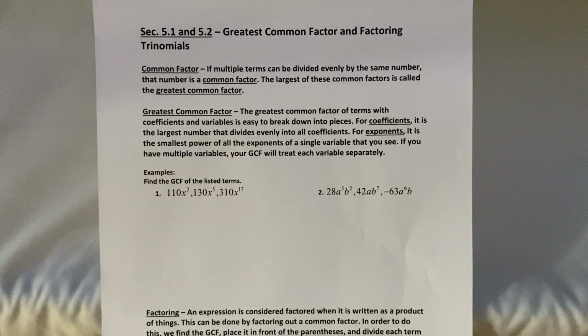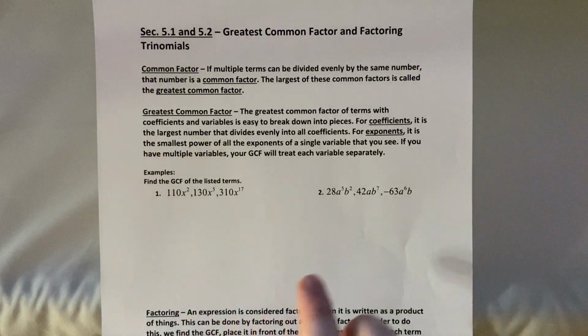Now, the greatest common factor breaks down between coefficients and variables. For coefficients, it's the largest number that divides evenly into all coefficients. For the exponents, it would technically be the amount of the exponent that divides evenly into all of the exponents you see. In that case, it is the smallest power of the exponents shared by all of the terms.